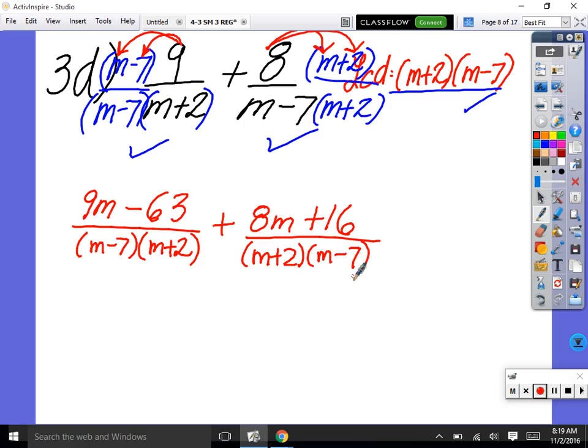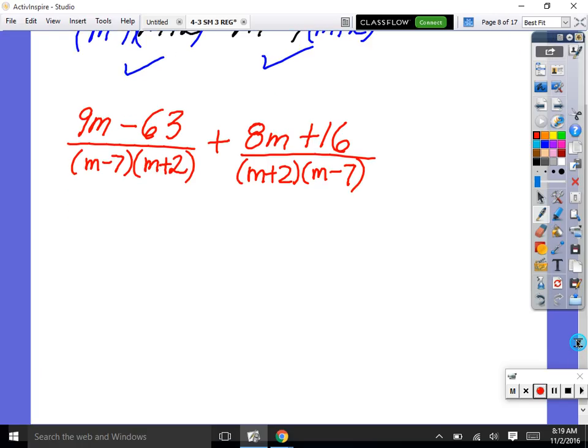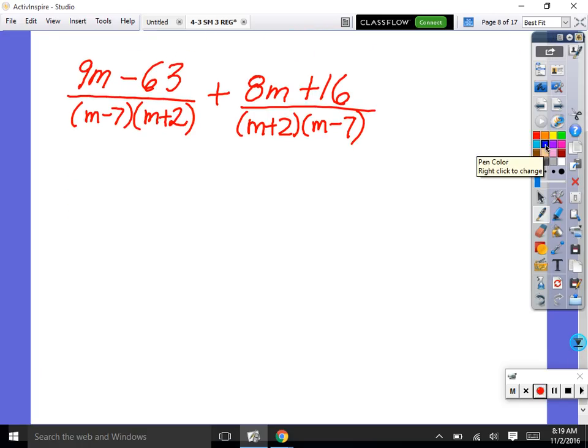Now, do not simplify right here. If you simplify, you're going to end up back here. This is what people are doing. They're then trying to simplify. Do you see how we have a common denominator? The whole goal of this was to now be able to combine everything on top. So that's what we're going to do. Let's combine like terms on top. So 9m plus 8m's is how many m's? 17m's. Okay, awesome. And then we have -63 plus 16.